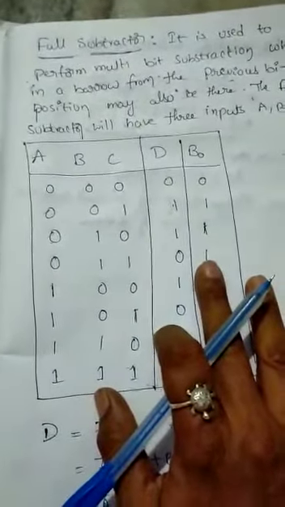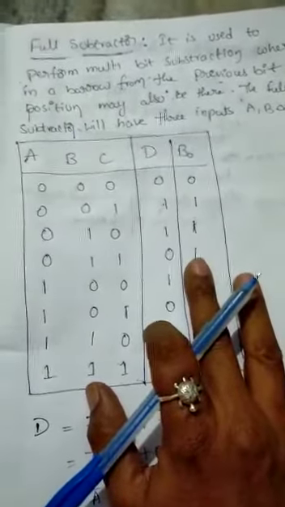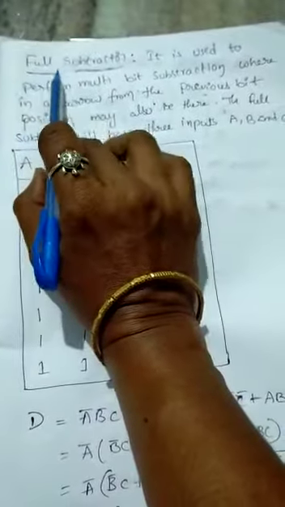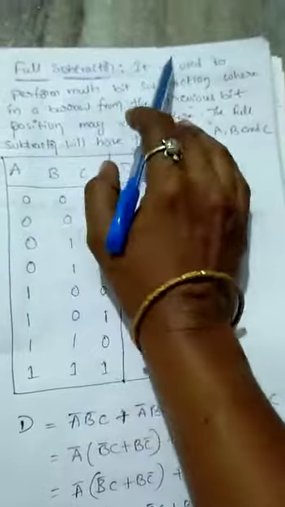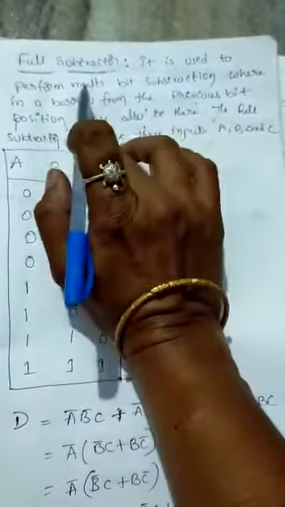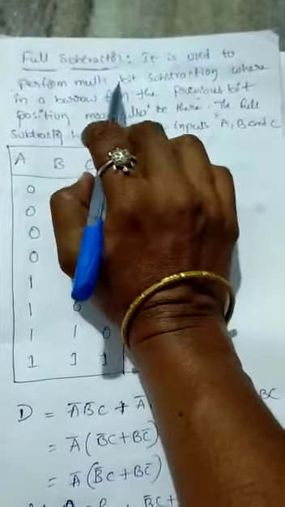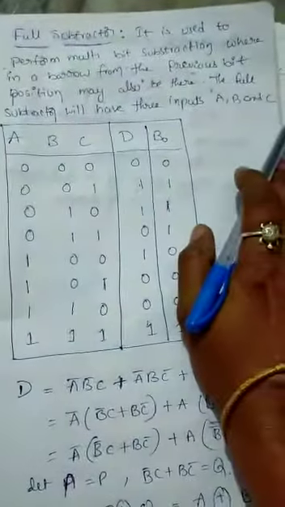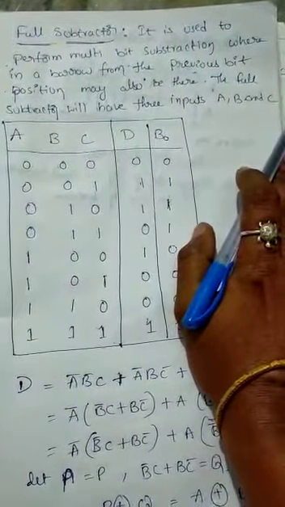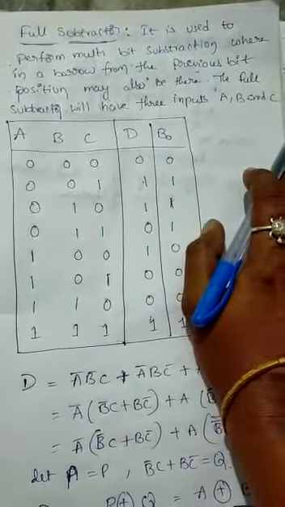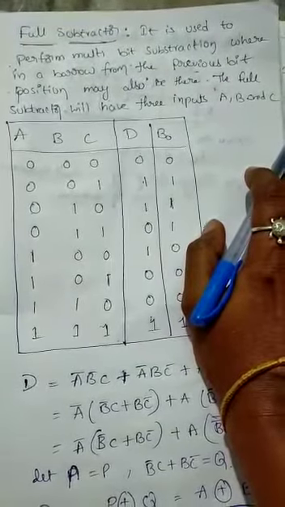So again, the next topic is subtraction, the full subtractor. We already discussed the half subtractor. Next is the full subtractor. It also performs subtraction between multiple bits. It totally depends upon multiple-bit operation. It is a subtraction between multiple bits.